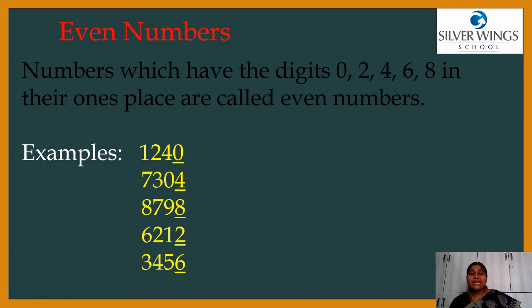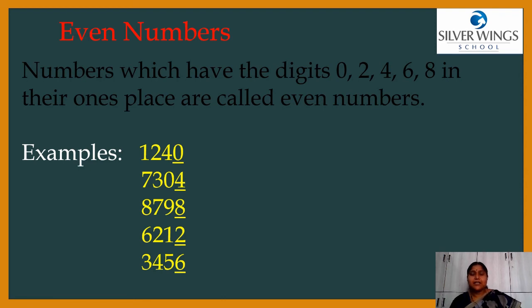But here in this table you should remember the one-digit numbers that came in the products: 0, 2, 4, 6, 8. If those digits are there in the ones place of the given number, then those numbers are called even numbers. That is the concept here.